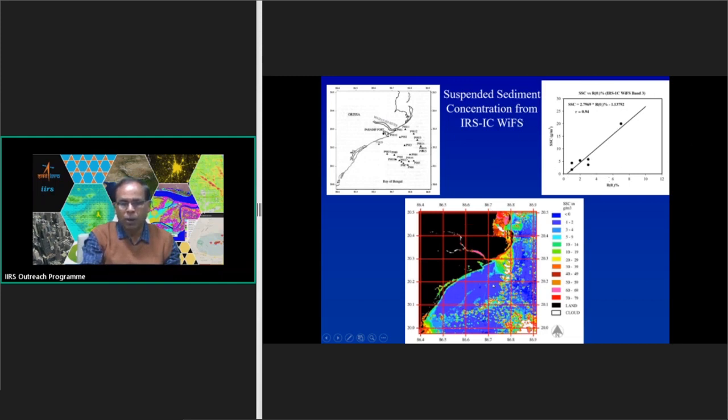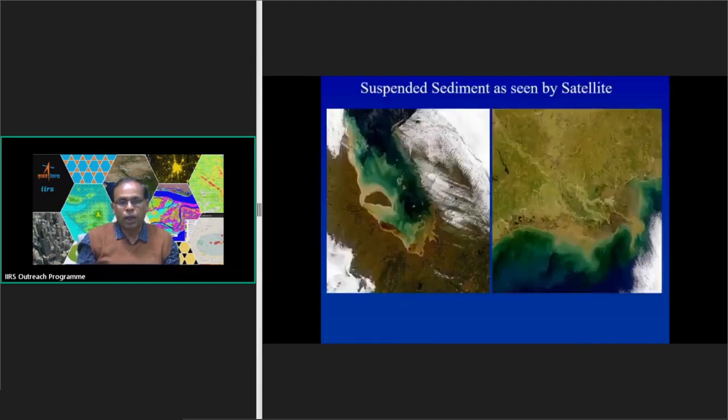We have developed the algorithm synchronous to the satellite pass, and we have converted the WiFS image into a suspended sediment concentration map. It is the coastal waters of Paradip. It is the Paradip port, and this is the Mahanadi River bringing out a lot of suspended sediment into the coast. And these are the suspended sediment concentrations seen by the satellite sensor.